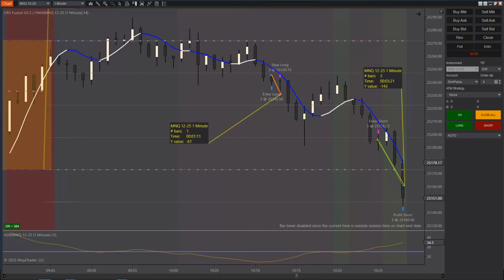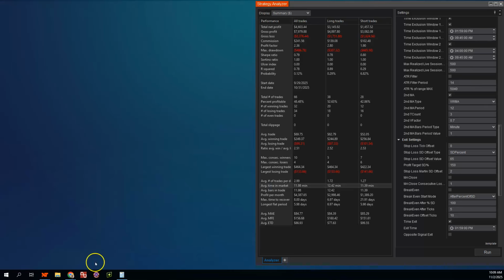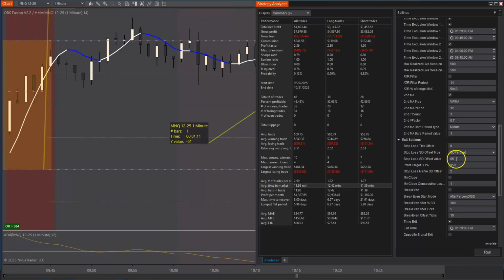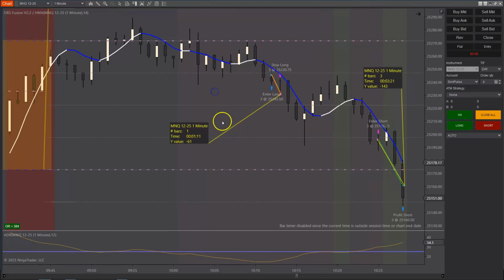And that comes from the settings right here. So 65% stop loss, 150% target. And here's a stop, there's a win.